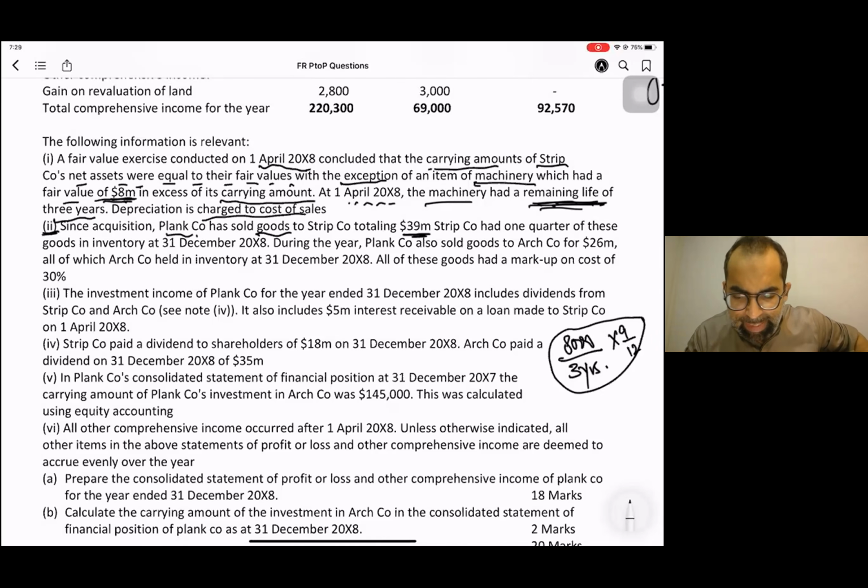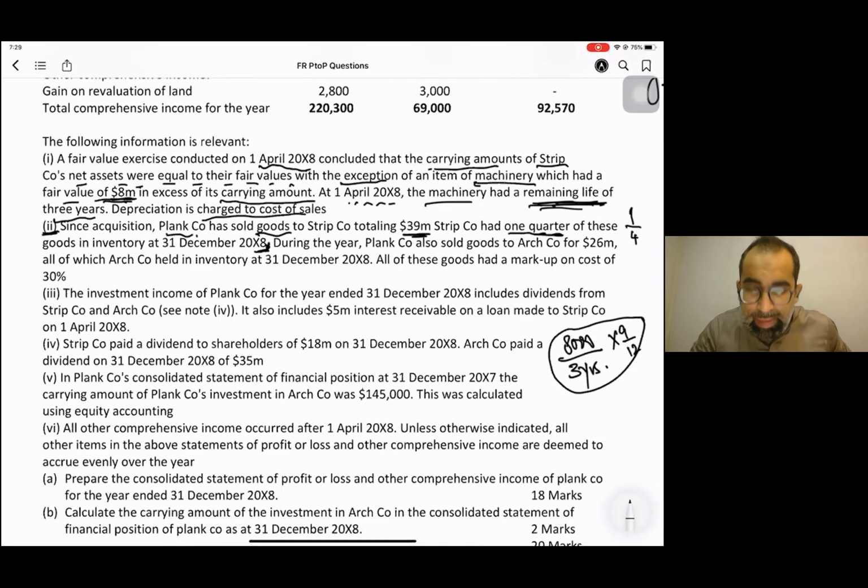Now let's see, is there any URP? Yes. Strip company had one quarter, 1/4, of these goods in inventory at 31st December X8. Now stop here. How do we calculate URP? Very simple. First calculate the total profit of this transaction and then multiply it by 1/4, the unsold percentage of inventory, and you will get URP in seconds.